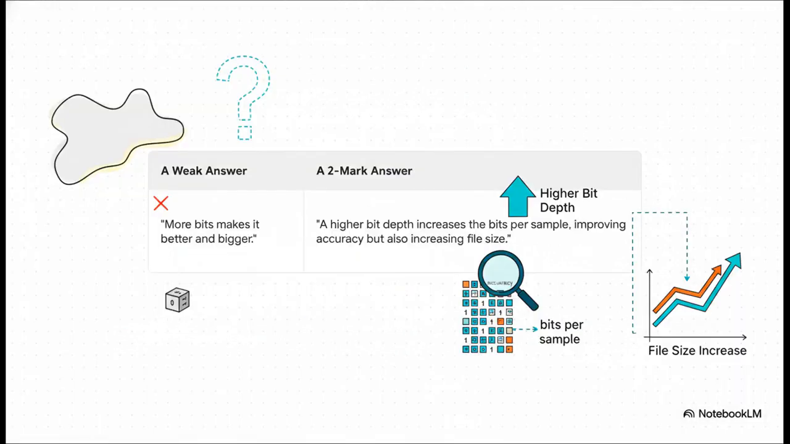Let's put this side by side. On the left, you've got a weak answer. More bits makes it better and bigger. I mean, it's not exactly wrong, but it's so vague. You might scrape 1 mark for that. But look at the one on the right. It's using the pro-level vocabulary. Higher bit depth increases the bits per sample, improving accuracy, increasing file size. See the difference? That's what shows you really get it.